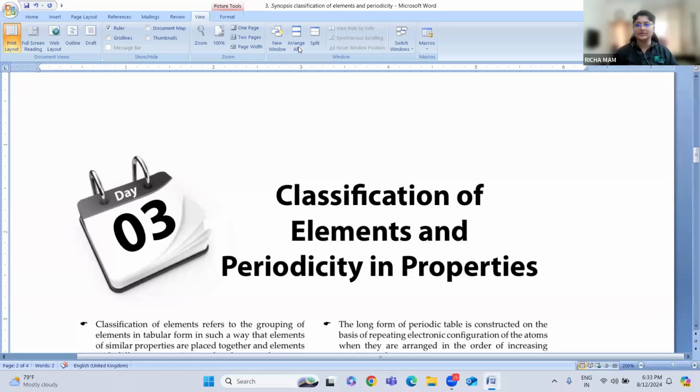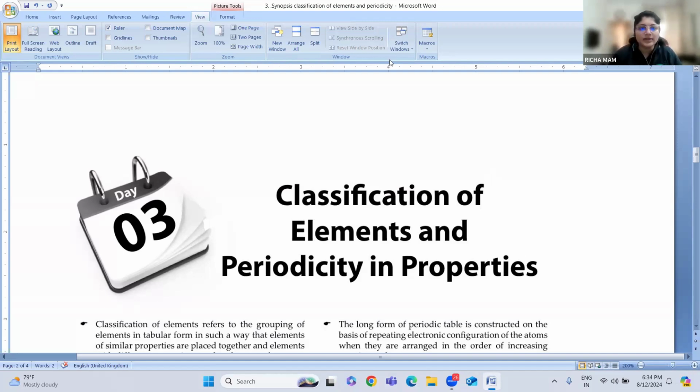So in the last class, we completed structure of atoms. So we have completed two chapters. The first chapter is some basics of chemistry, and the second one is structure of atom. So today we are going to start with the third topic, that is classification of elements and periodicity in properties.